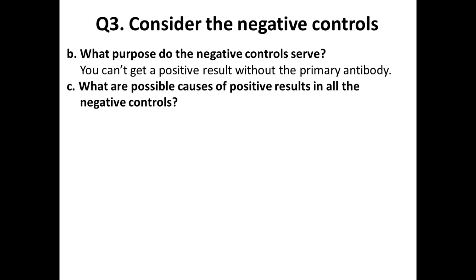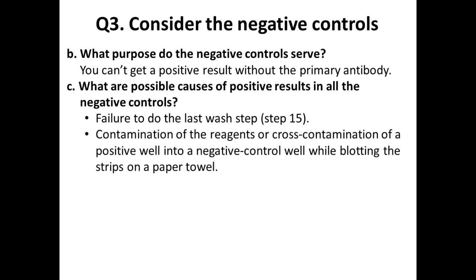So what are possible causes of positive results in all your negative controls? You didn't wash out. Right? Remember, if it's not bound, it's going to create problems. We only want stuff that's binding to stay. Everything that's not should be washed out. You might have contamination or cross-contamination. And so that's why it's going to be important that you wash them properly and you blot properly. So I'll show you how to do that properly when we get to that.